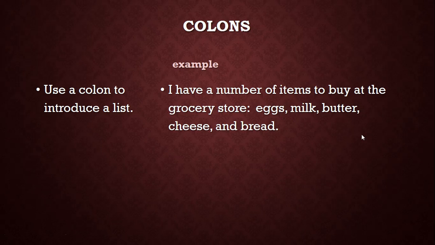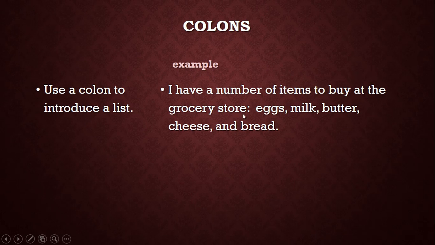This one is a little bit different. We are still using the colon to introduce a list, but the nature of the list is different. I have a number of items to buy at the grocery store: eggs, milk, butter, cheese, and bread. Notice that these items are elaborating on the word items. They're clarifying which items. Items should probably come right before the colon in this case.